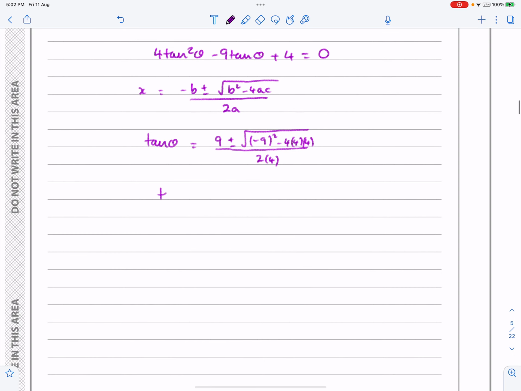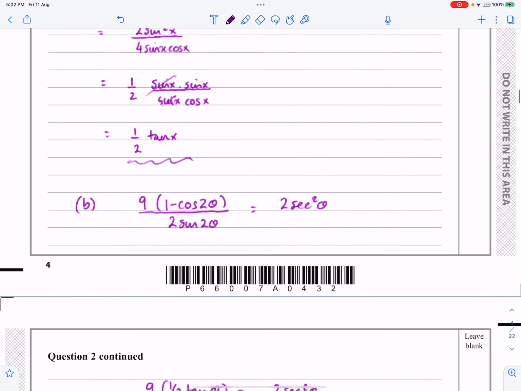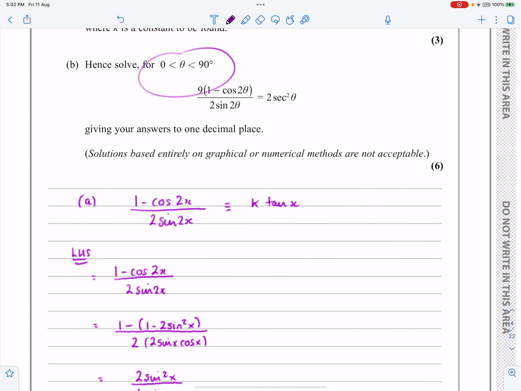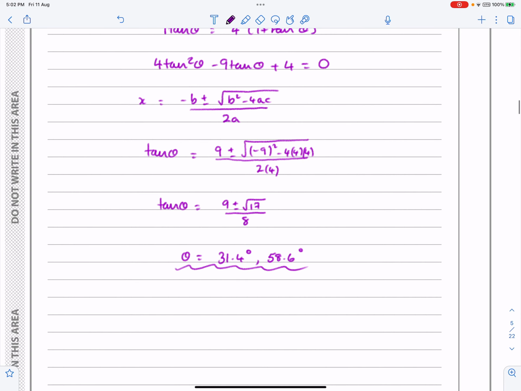That all works out to be, I'm not going to spend ages doing this now, 9 plus or minus root 17 over 8, and then inverse tan on the calculator works out to be 31.4 degrees, and it works out to be 58.6 degrees. Those are the two solutions that are between 0 and 90 degrees. If you want help on solving those sorts of trig equations, go to another part of the channel. I'm not going to do that in a P3 paper. I just take it that you can understand that bit. But if you don't, go back and have a little look on the channel, search for it. Okay, hopefully that all makes sense.